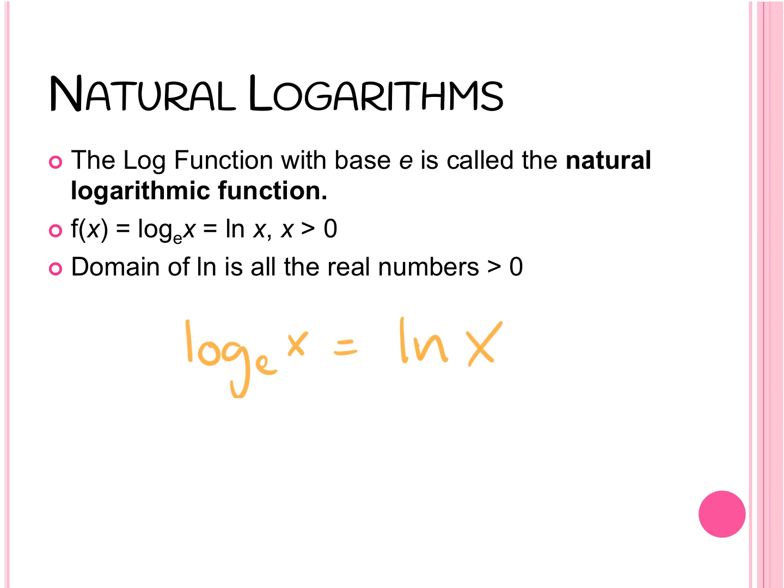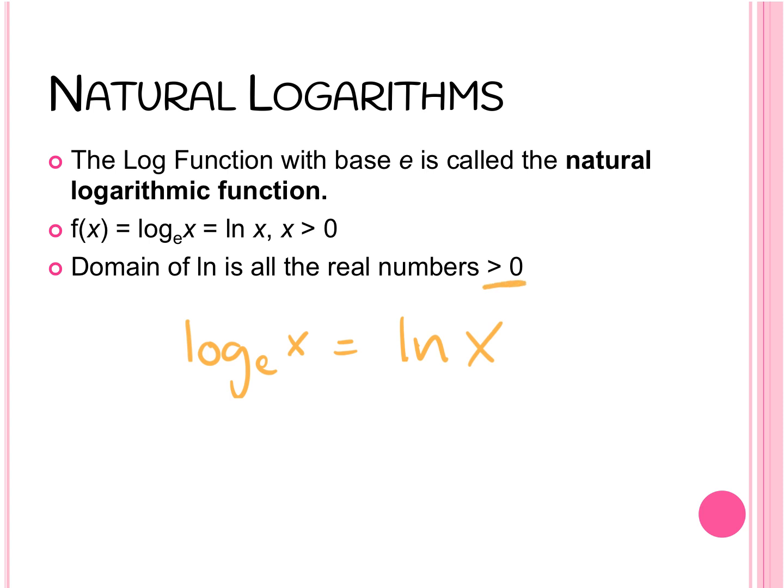But to help us when we're graphing logs, if it says ln, you might want to switch it back to log base e. That way we can kind of see it in log form. Might help us a little bit. So just understand that these are the same thing. It also says the domain of ln is all real numbers greater than 0.